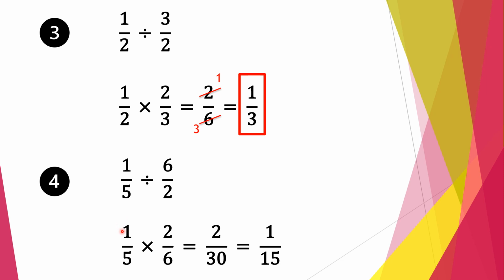Now we times our numerator first. 1 times 2 is 2, and then we times our denominator second. So 5 times 6 is 30. Now top and bottom is divisible by 2. 2 goes into 2 once. 30 goes into 2 15 times. So our solution is 1/15.